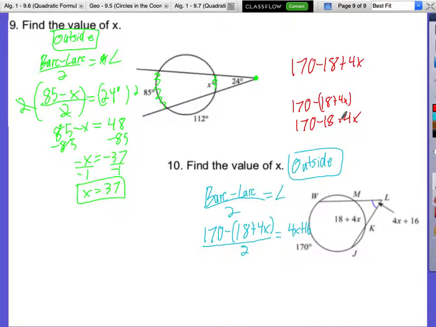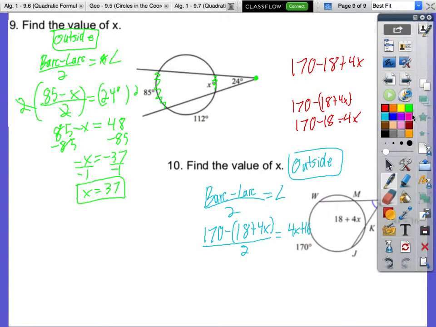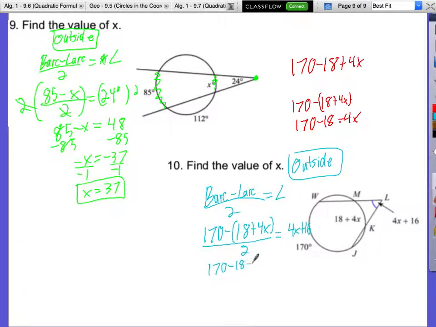The right way to do it is this bottom way, where you put it in the parentheses, and we have to distribute that negative. So 170 minus 18 minus 4x over 2 is equal to 4x plus 16. So I just distribute that negative. That was my first step. And now we have to get rid of that 2. How do we get rid of it?